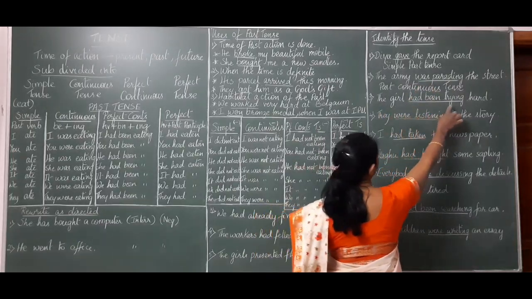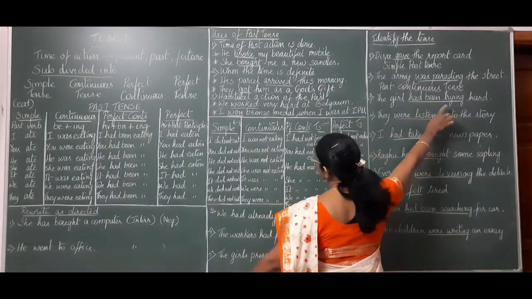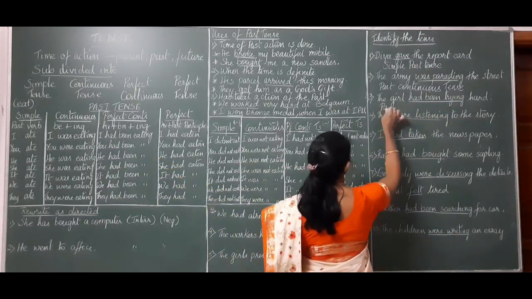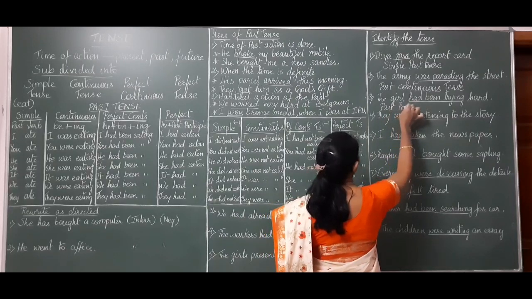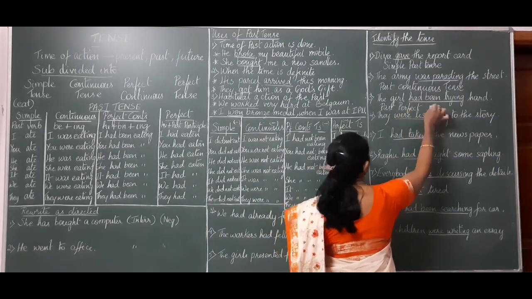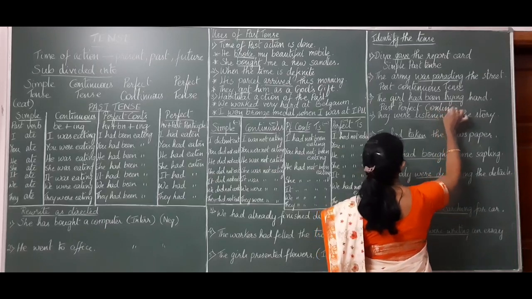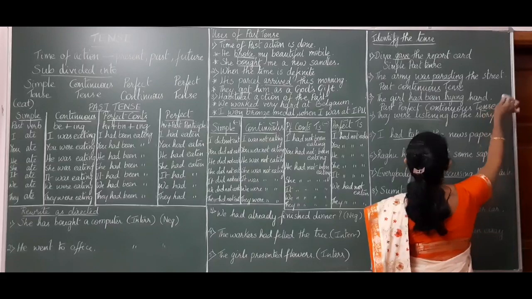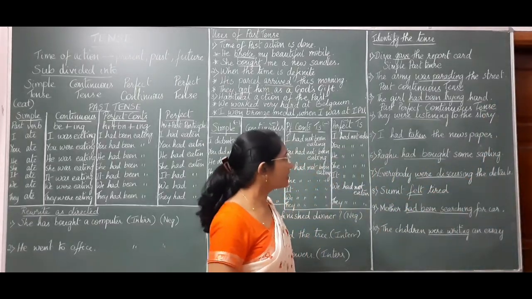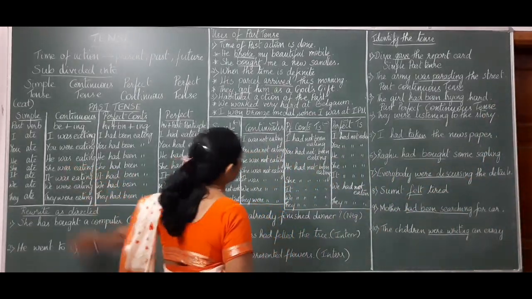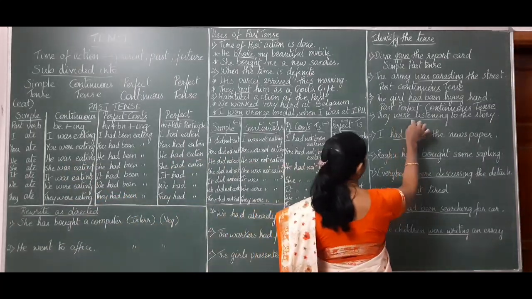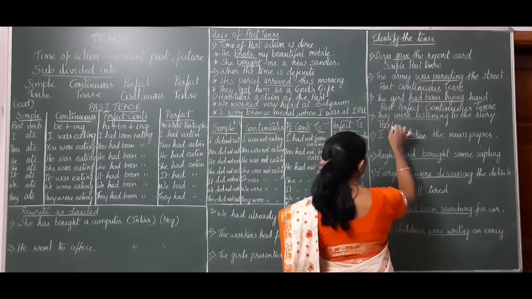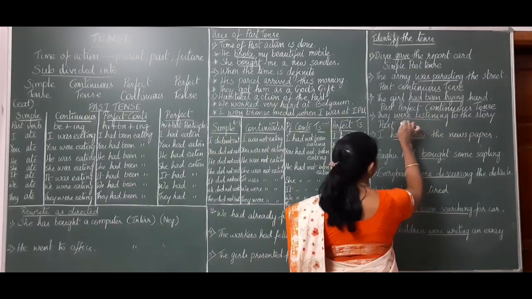The girl had been trying. Had been trying tells about the perfect continuous tense. So it is past perfect continuous tense. Next one, they were listening. Be verb plus ing form in the past tense. So it is past continuous tense. Be verb in past tense.